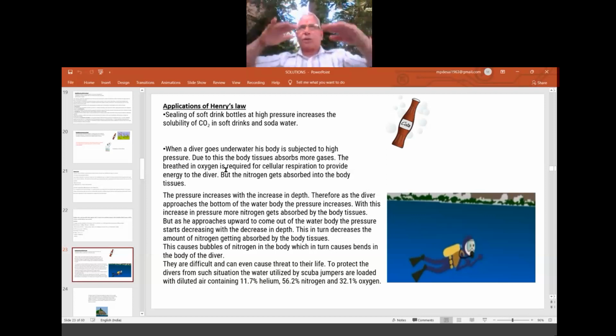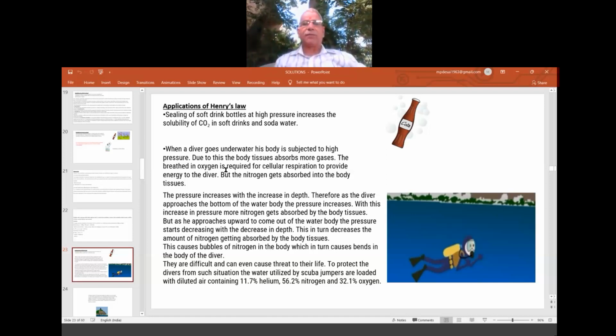Slowly they have to push the water, then stepwise they have to come up. Suddenly they are not allowed to come up. So all this depends upon the application of Henry's law in day-to-day life.